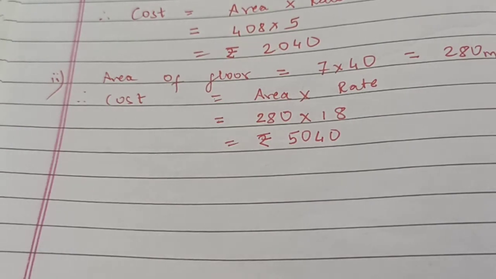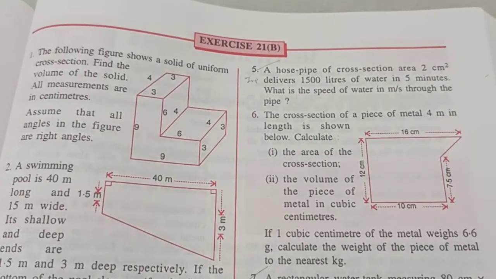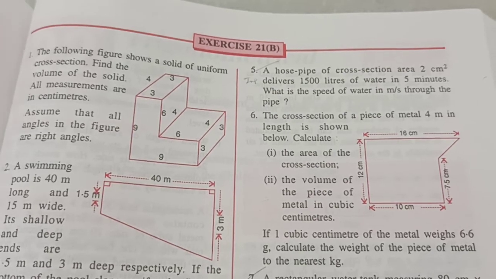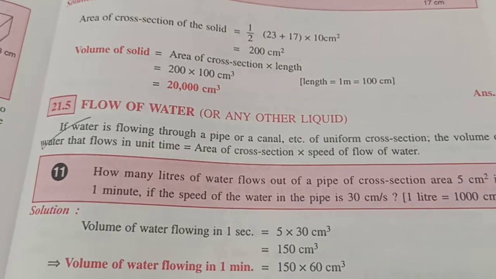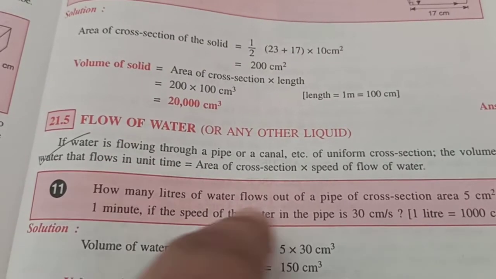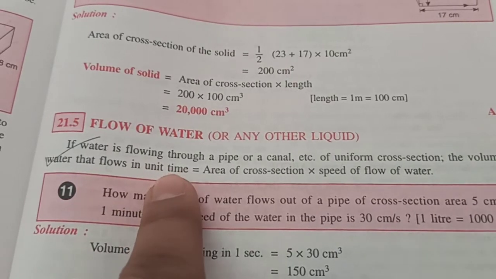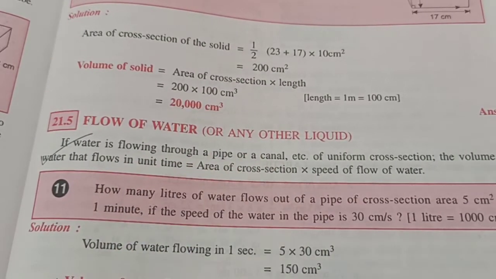So mark this sum as IMP. The next sum, the 5th sum, also mark it as IMP. Now this type of sum is called a rate of flow of water type of sum. For that we have another formula. The volume of water in 1 second is equal to the area of cross section into speed of flow of water.